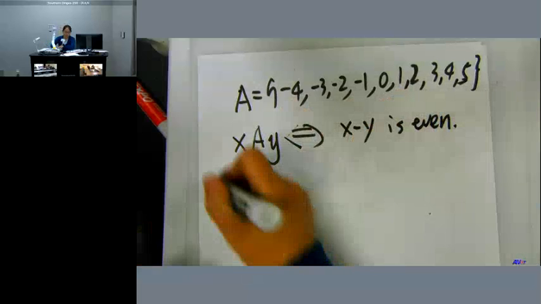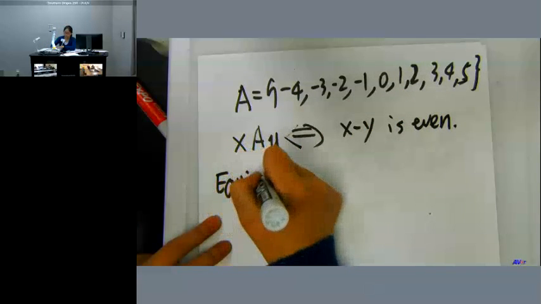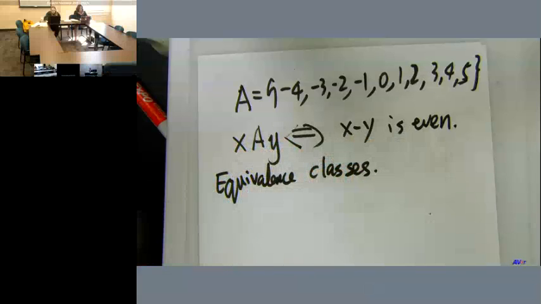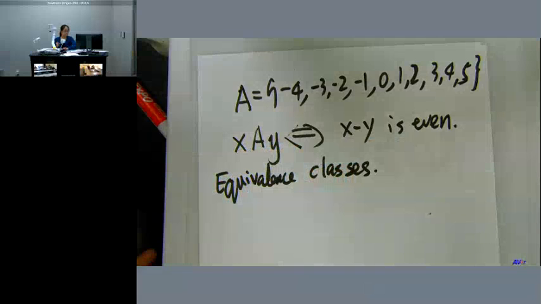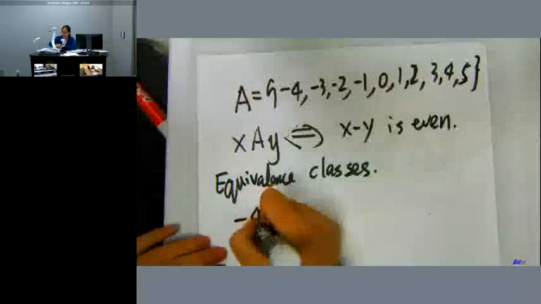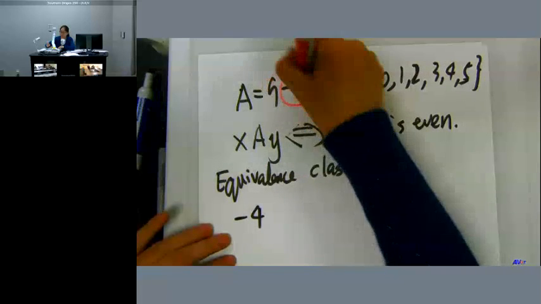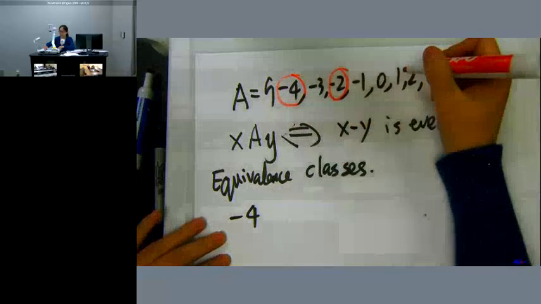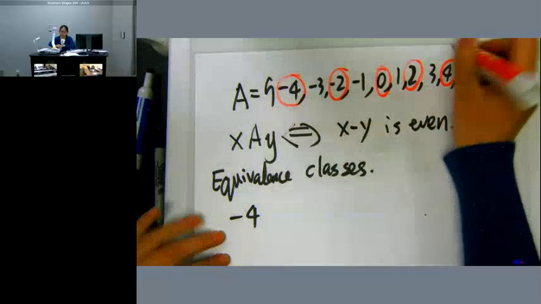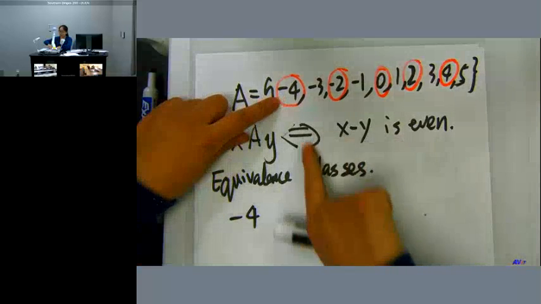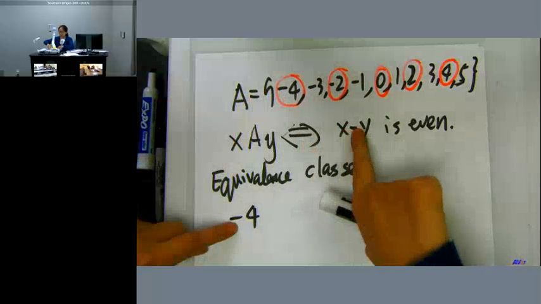So how do I find all the equivalence classes? What do I do first? Start with one of the numbers, right? So usually you just start with the first one. So I'm going to start with -4. And can you tell me what numbers are related to -4? -2, 0, 2, and 4. How did you know that? We talked about this before, right? So you have to check whether -4 minus that number is even.